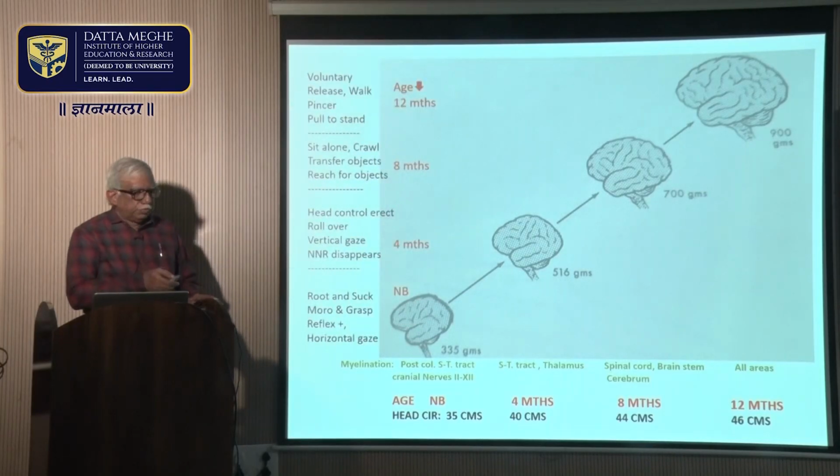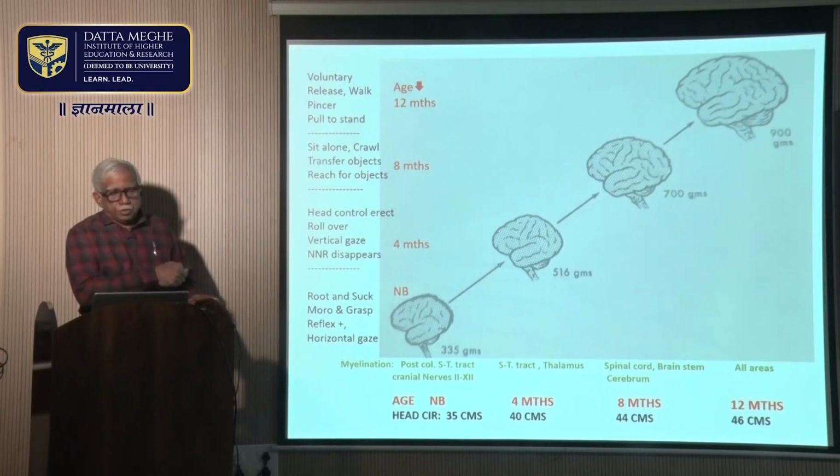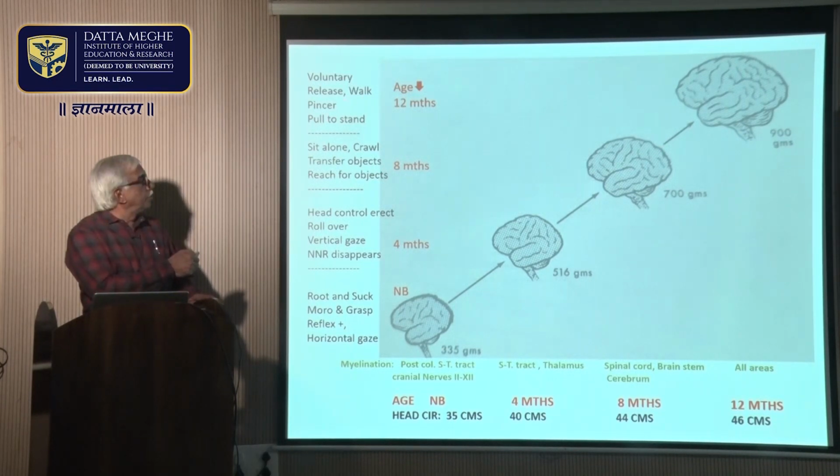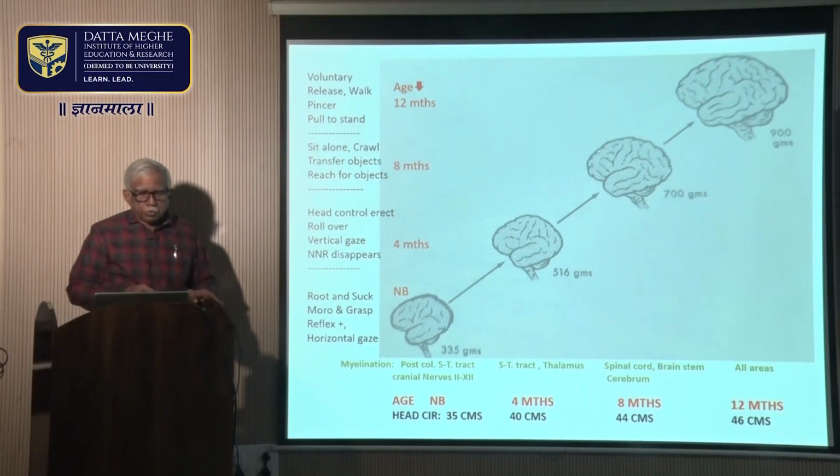And therefore, these various functions, right from say the rooting and sucking reflex for example, and grasp reflexes, are present right at birth. Then you have head control and rolling over, and vertical gaze, and the neonatal reflexes disappear by the time the child becomes 4 months of age. Then at 8 months the child sits alone, crawls, transfers objects and reaches for the object, and ultimately when he is 12 months old he has voluntary release, he is able to walk independently, pincer grasp is there and he pulls to stand and stands with support.